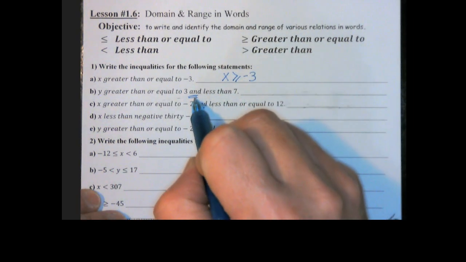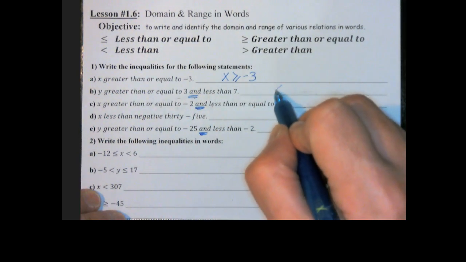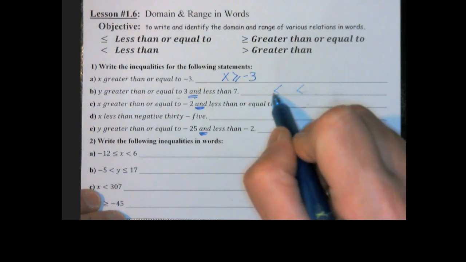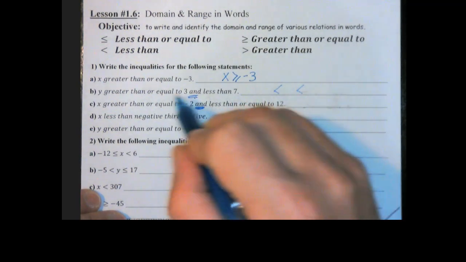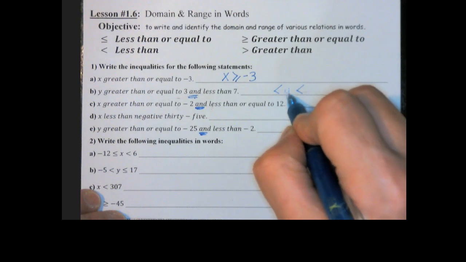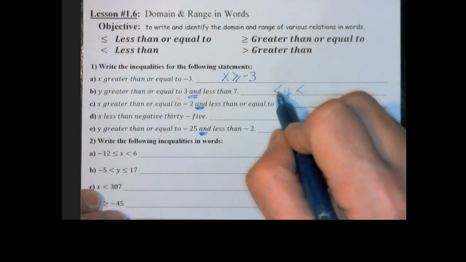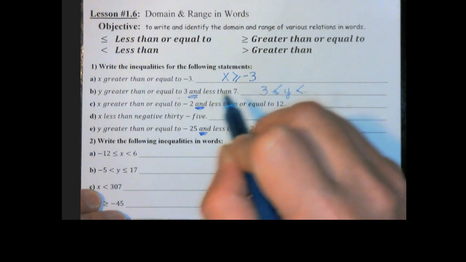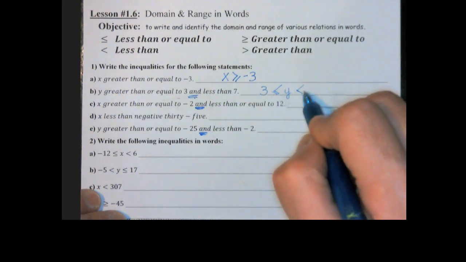Now when you see the word and, that means you're going to put the two inequalities facing that way, and you have the y. So basically this is saying y greater than or equal to 3, which is the smaller value, and less than 7.